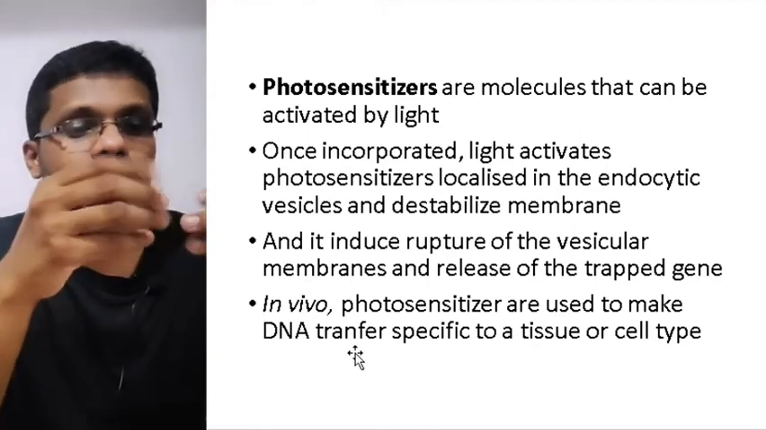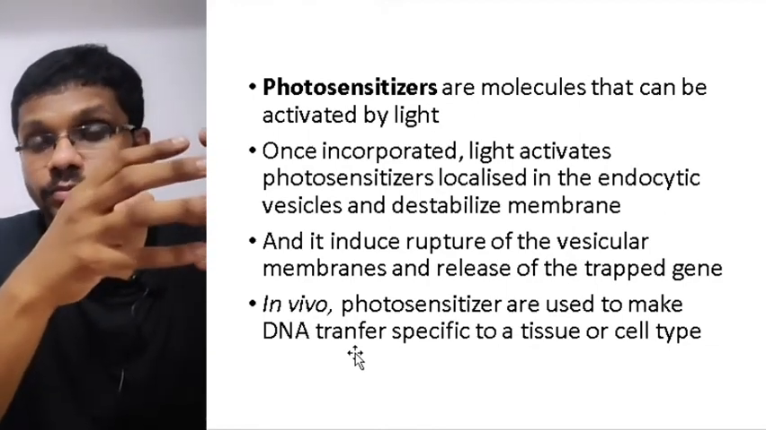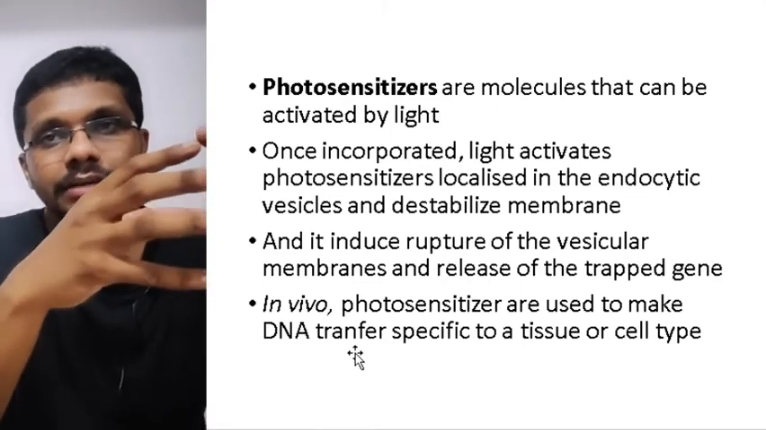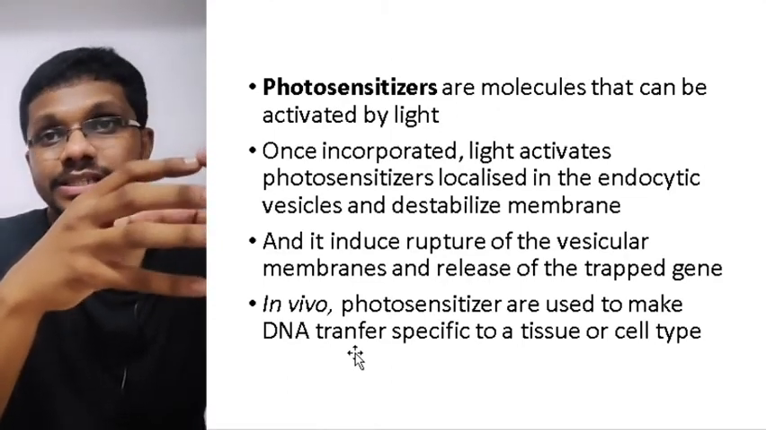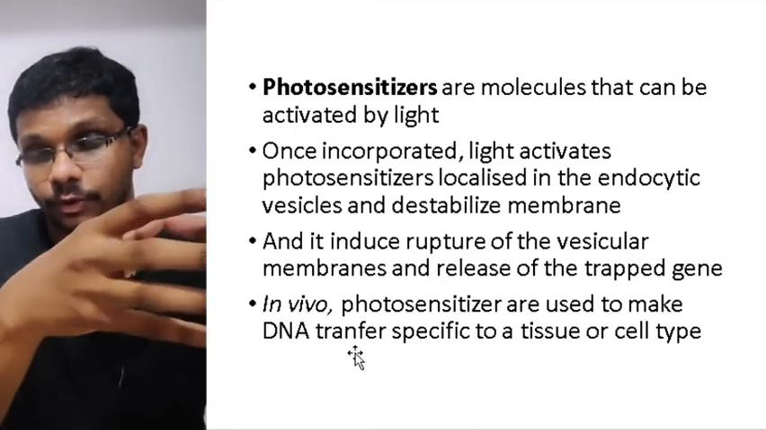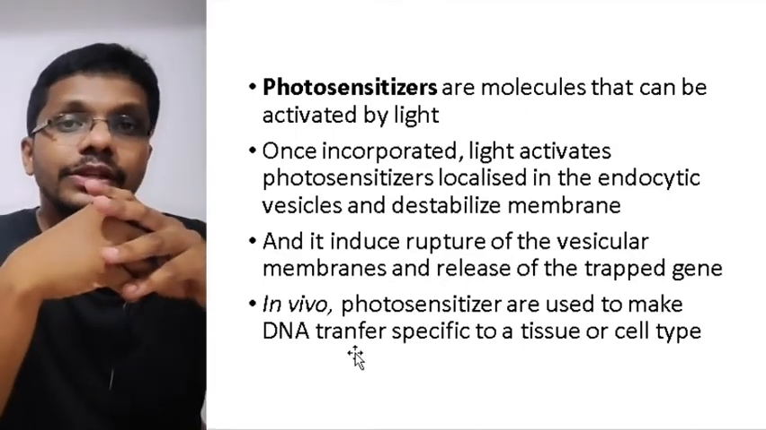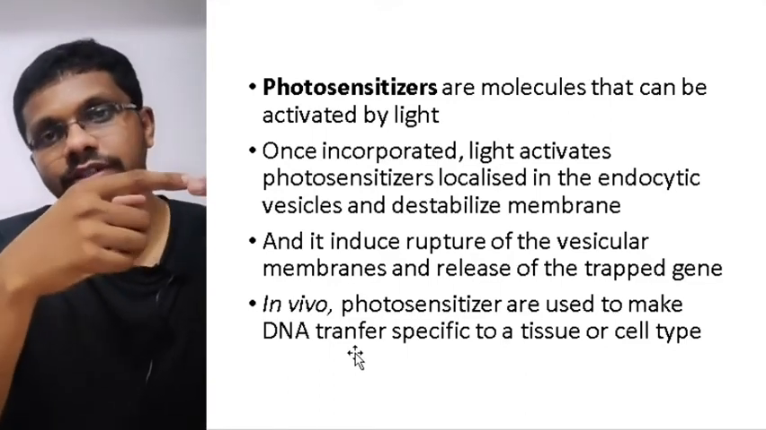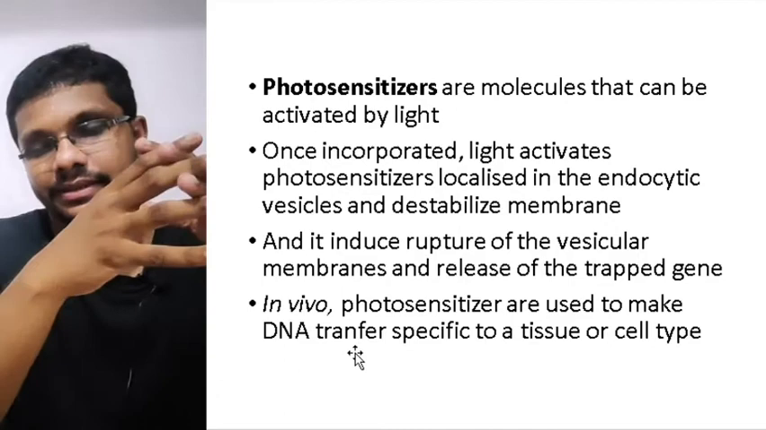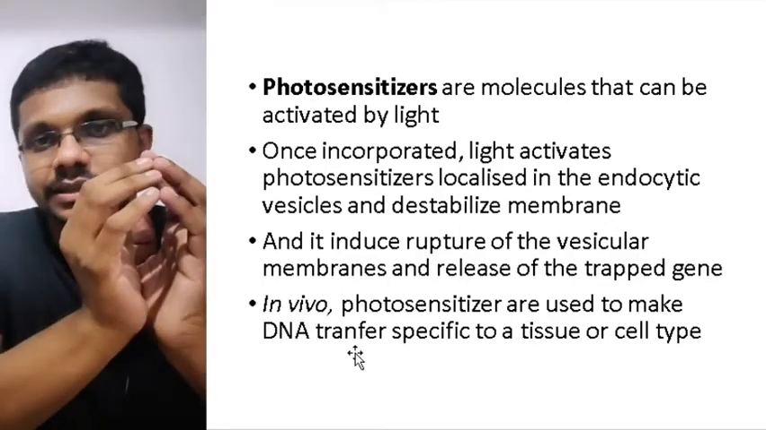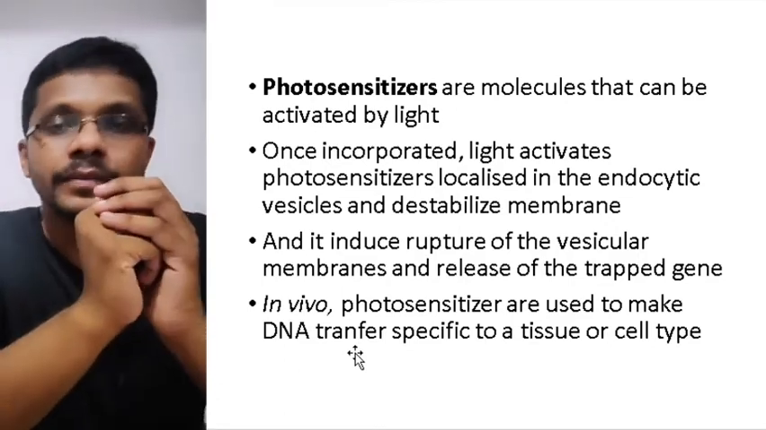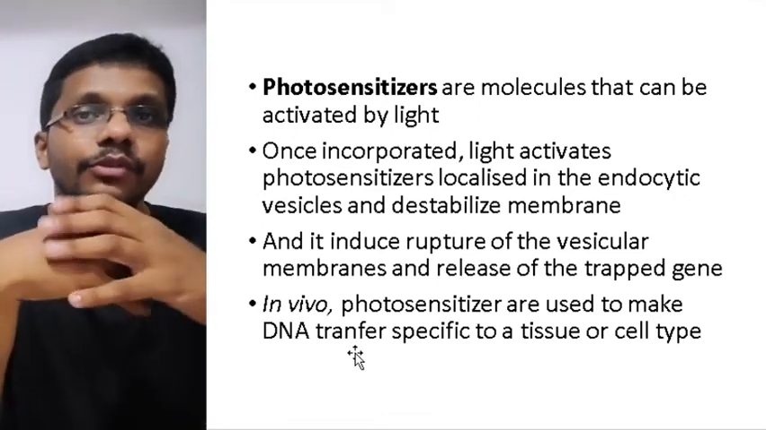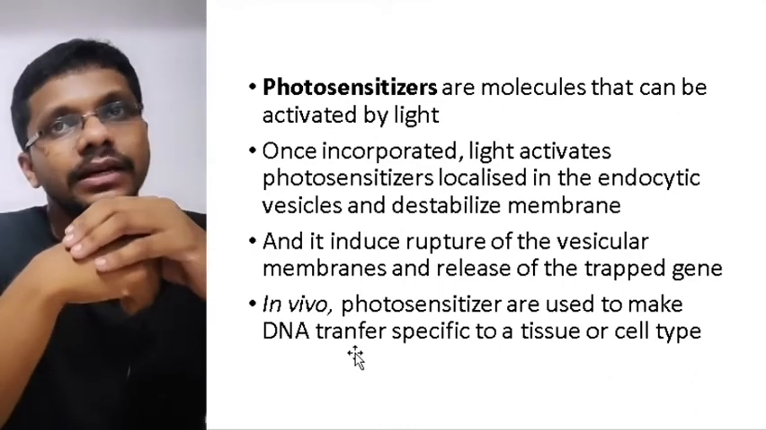Suppose we are making a liposome with the DNA, and we want the DNA to be transferred to a specific type of cell inside the human body, maybe the liver cell. What we will do is make the liposome using some photosensitizer. So it has the lipids as well as the photosensitizer, and DNA will be inside that liposome, and it will be injected into the blood, and it will go everywhere. But we want the transformation to occur only in the liver.